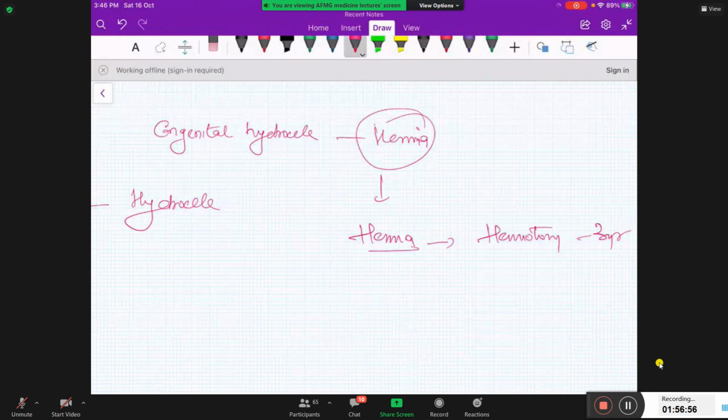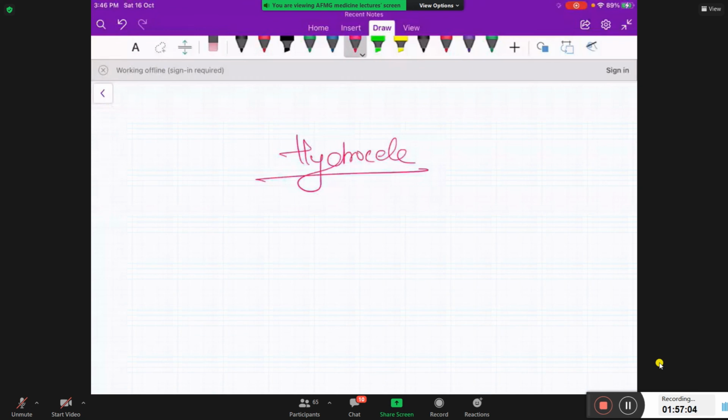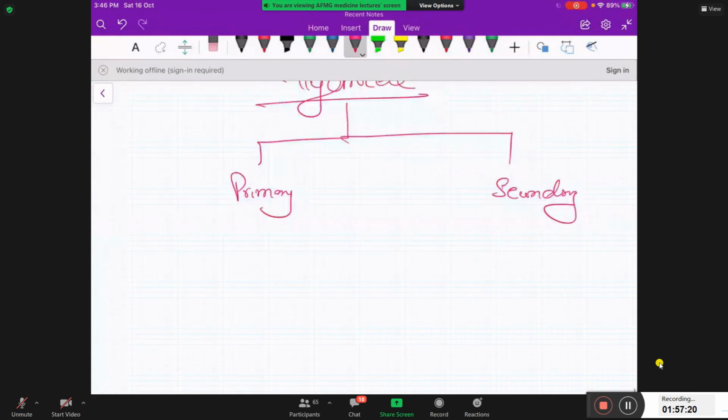Okay. Then coming on to hydrocele. Hydrocele, I told you, is a collection of fluid inside tunica vaginalis. Between tunica albuginea and vaginalis, no? There are two types of hydrocele: primary hydrocele and a secondary hydrocele. Which is more common? What is primary and what is secondary? We'll talk about it. Out of primary and secondary, primary hydrocele is more common than a secondary.